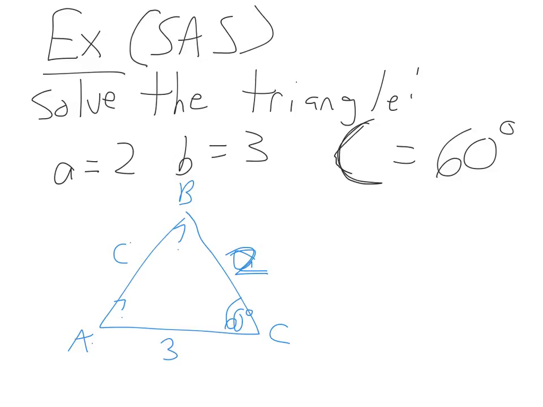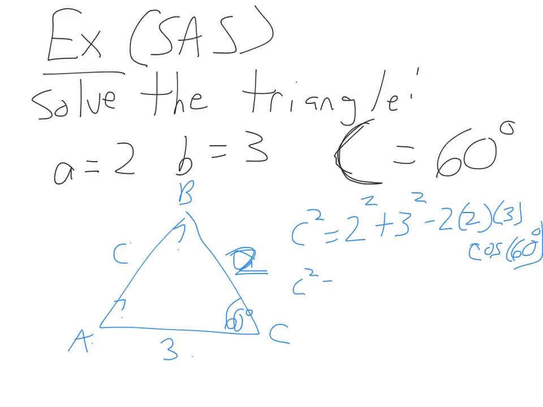So if we want to set up the law of cosines, C squared equals 2 squared plus 3 squared minus twice the product of A and B, so 2 times 2 times 3 times the cosine of 60 degrees.